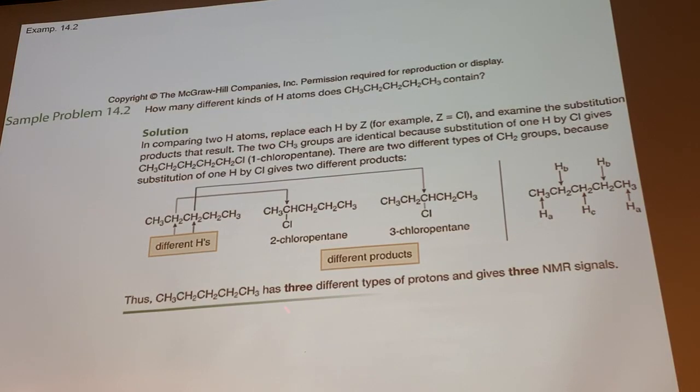And again, I would use deuterium instead of chlorine in case there is a chlorine actually present in your molecule. But what you would find is that over here on the right, you see that we have HA, HB, and HC, three different types of signals in this molecule. So three different types of hydrogens would give us three different signals in the proton NMR, okay?